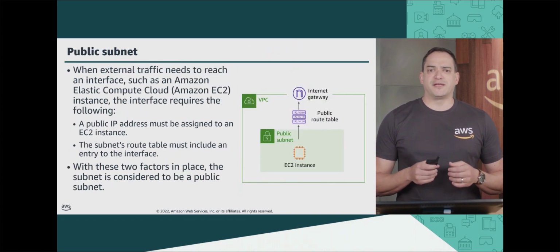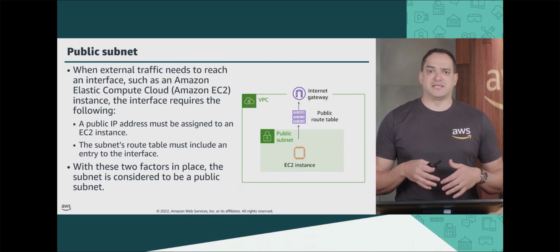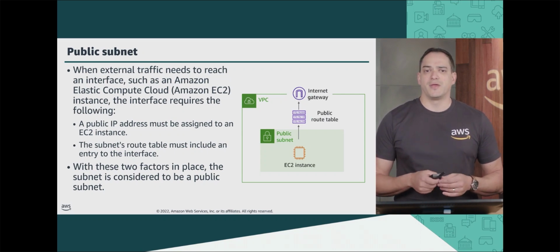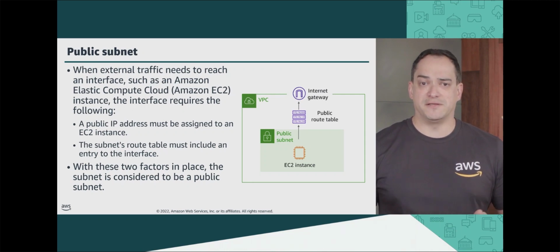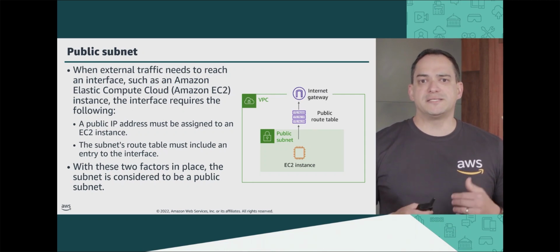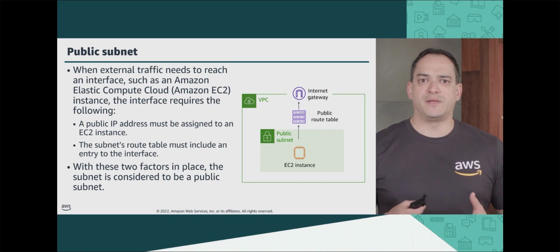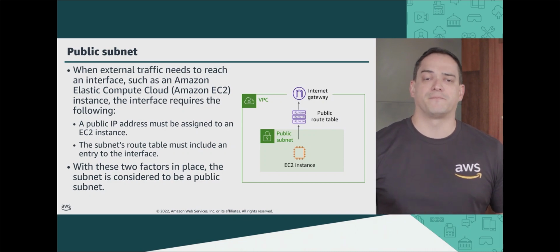When external traffic needs to reach an interface such as an EC2 instance, the interface must have a public IP address assigned. Also, the subnet's route table must include an entry to the interface. With these two factors in place, the subnet will be determined a public subnet.